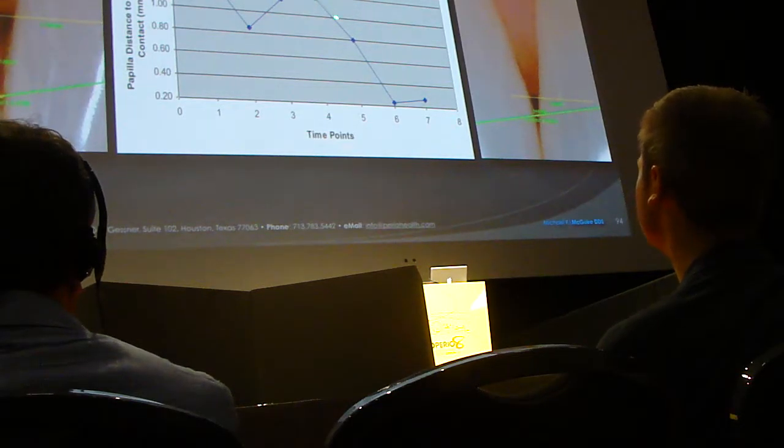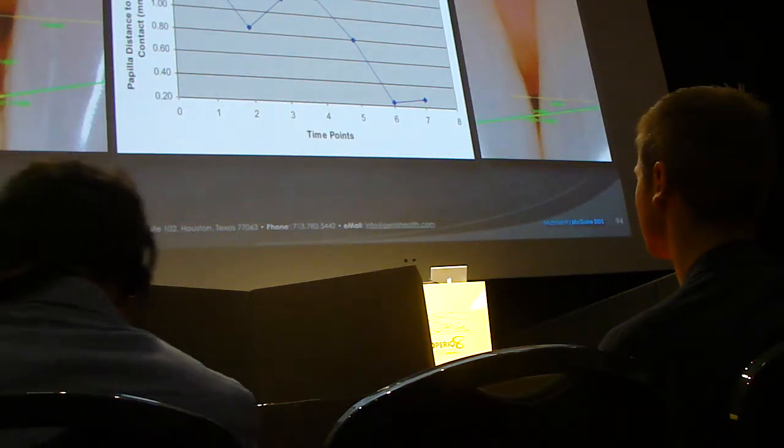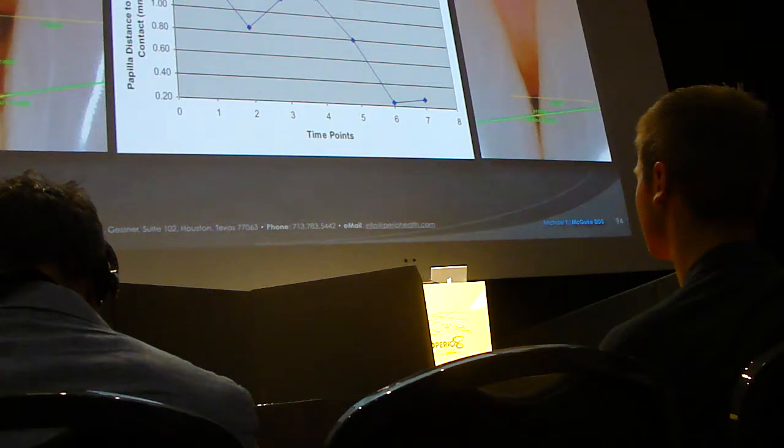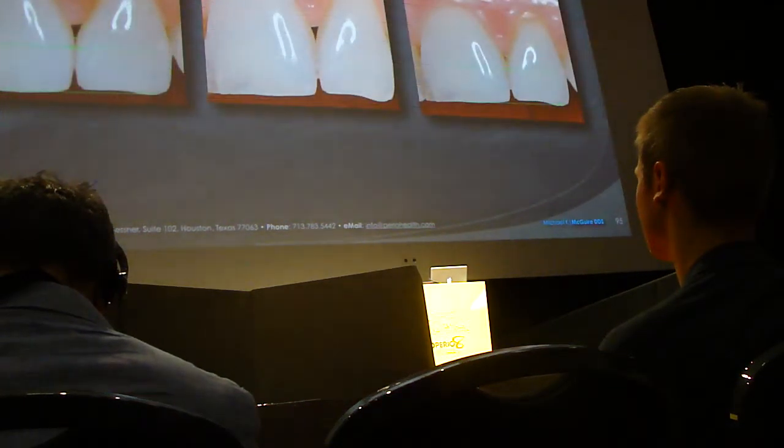But look what happens. It continues to close down, even though I've not injected any more. How's that possible? I didn't make any more injections. Well, it's possible because the fibroblasts are continuing to produce collagen, thickening the dermis, closing the space.